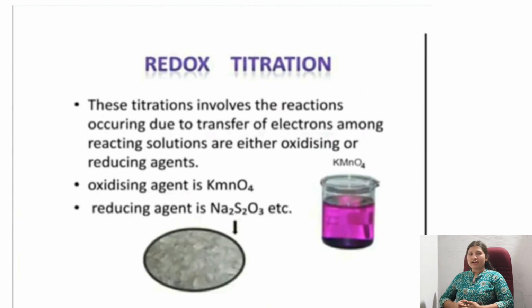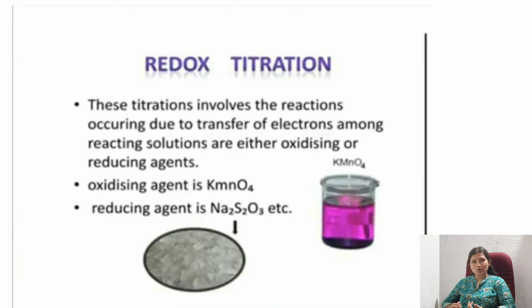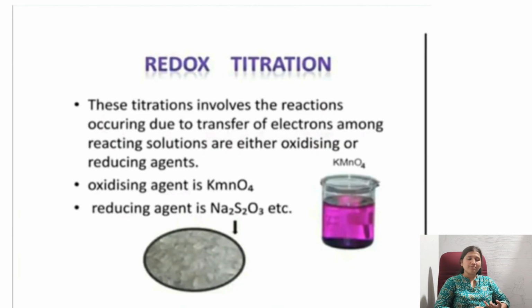Redox titration. In redox titration, we use two solutions. One solution acts as an oxidizing agent, and the other solution acts as a reducing agent. This titration involves a reaction occurring due to the transfer of electrons among reacting solutions, which are either oxidizing agents or reducing agents. For example, oxidizing agent is KMnO4 and reducing agent is sodium thiosulfate. The example for the redox titration is KMnO4 versus oxalic acid.